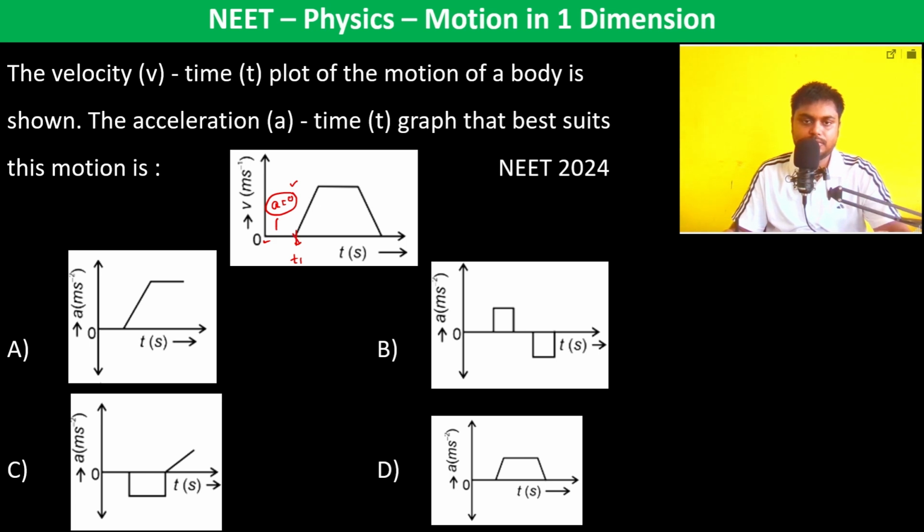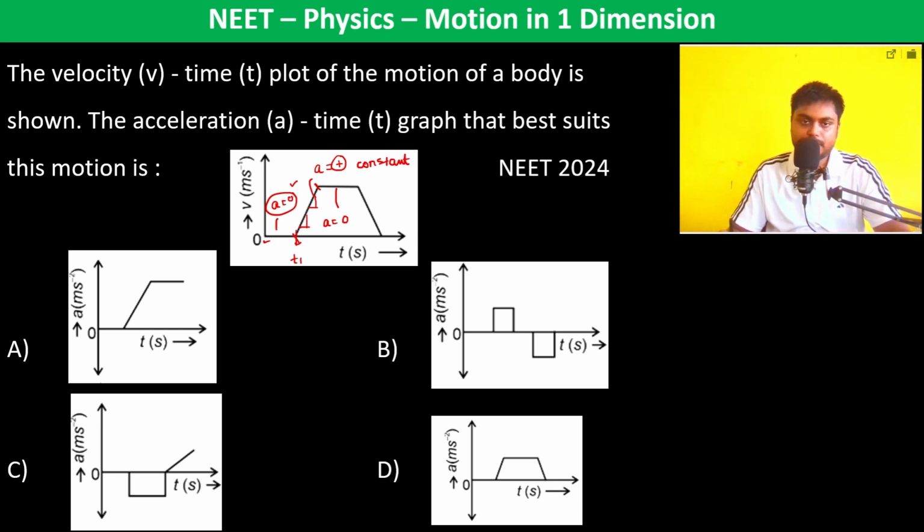Now from t1 to this, so this line, we can see that the velocity is continuously increasing, and the slope of the velocity time graph, because it is a straight line, is going to be constant, so therefore here acceleration is positive and it is constant. Here acceleration is equal to 0 because as time is progressing velocity is constant, so therefore there is no change in velocity, dv is 0, so therefore dv by dt is also going to be 0.